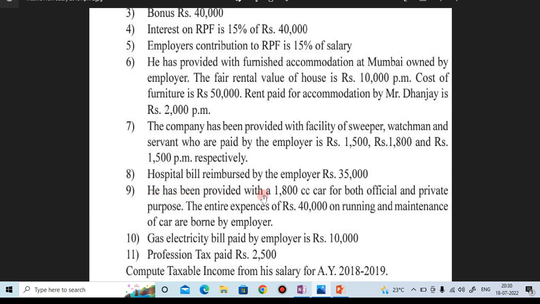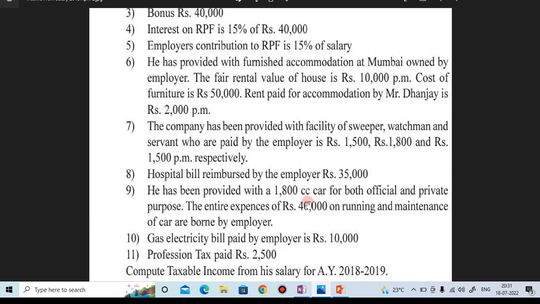Now next is what? Mr. Dhananjay has been provided with a 1800cc car for both official and private purpose. The entire expenses of rupees 40,000 on running and maintenance of the car are borne by the employer. Now this is what? A perquisite, and that means it is related to valuation of motor car. Now for the valuation of motor car, three things you have to check. That is the car CC. How much is the car CC? That is 1800. Second, the car is used for what purpose? This car is used for official and private purpose. Next, the running and maintenance expenses of that car are borne by the employer. These three things you have to check.